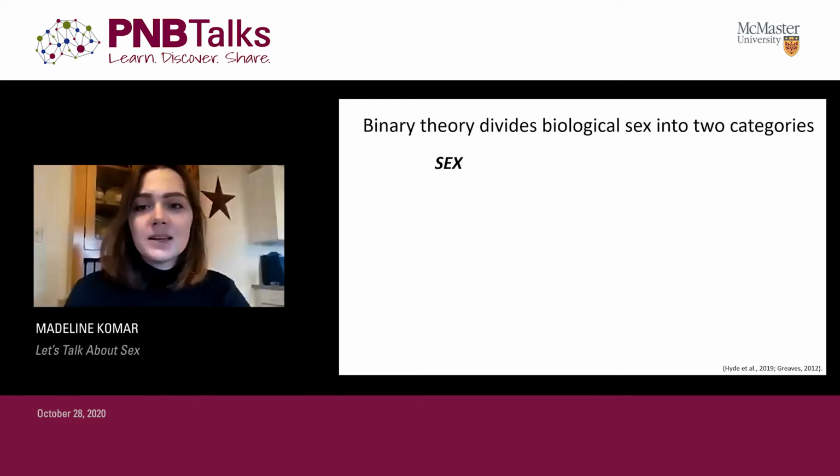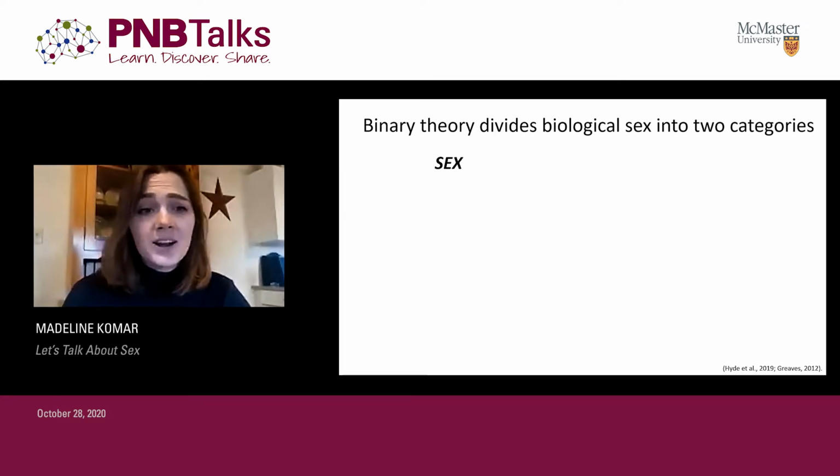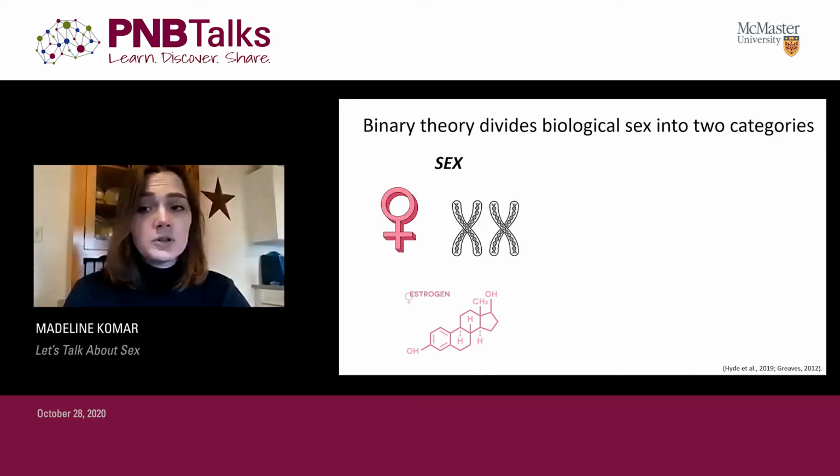Well, the major way scientists understand biological sex is through binary theory. The binary theory of sex states that we can divide biological sex into two categories, male and female, each with their own unique physical characteristics. So someone who is female would have a vagina, XX chromosomes, and high circulating estrogen.